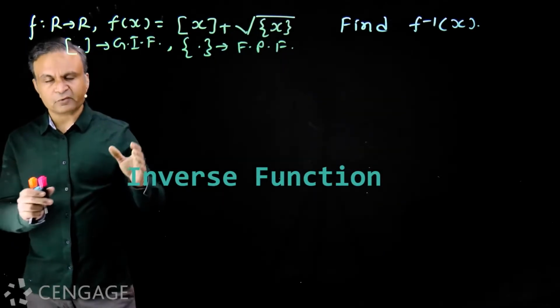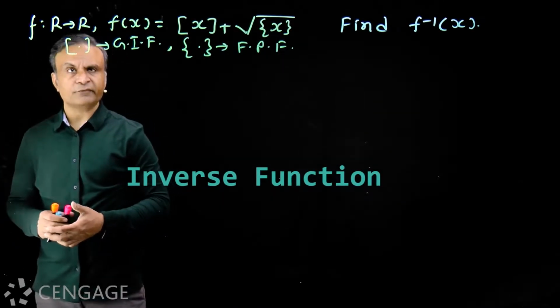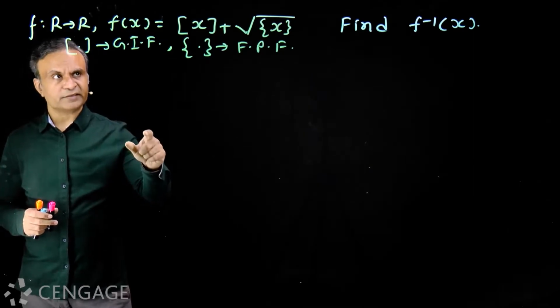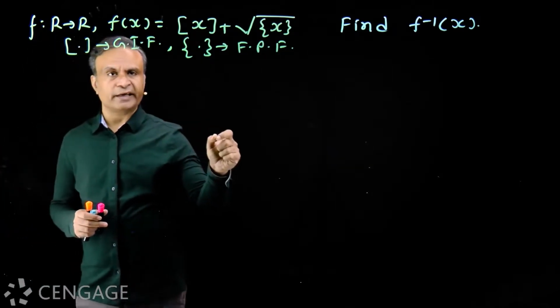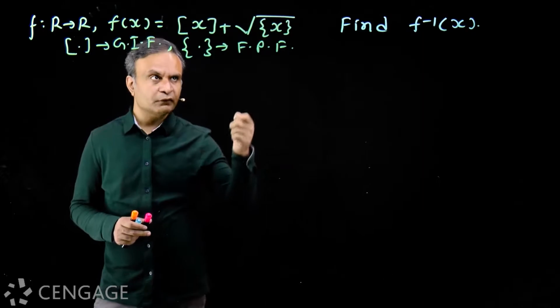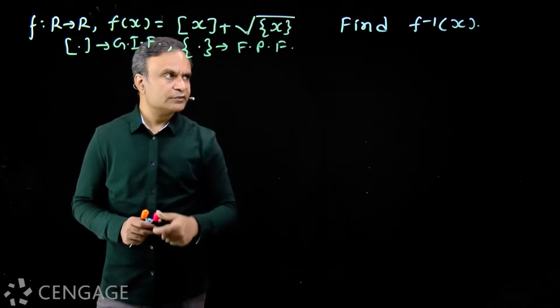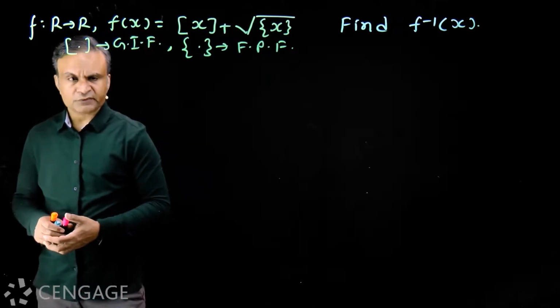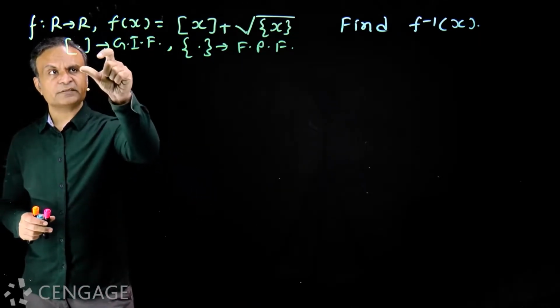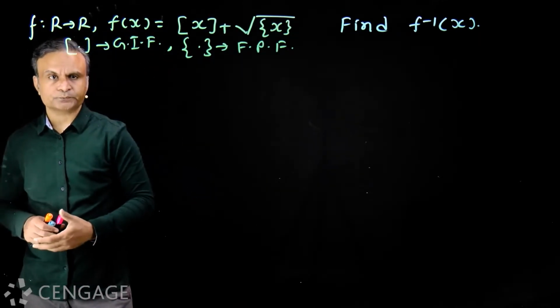Okay, now here we have one very interesting function. Function f from set R to R, where f(x) is greatest integer of x plus square root of fractional part of x. We have to find function f inverse x. Let's first verify that function f(x) is 1-1 and onto.